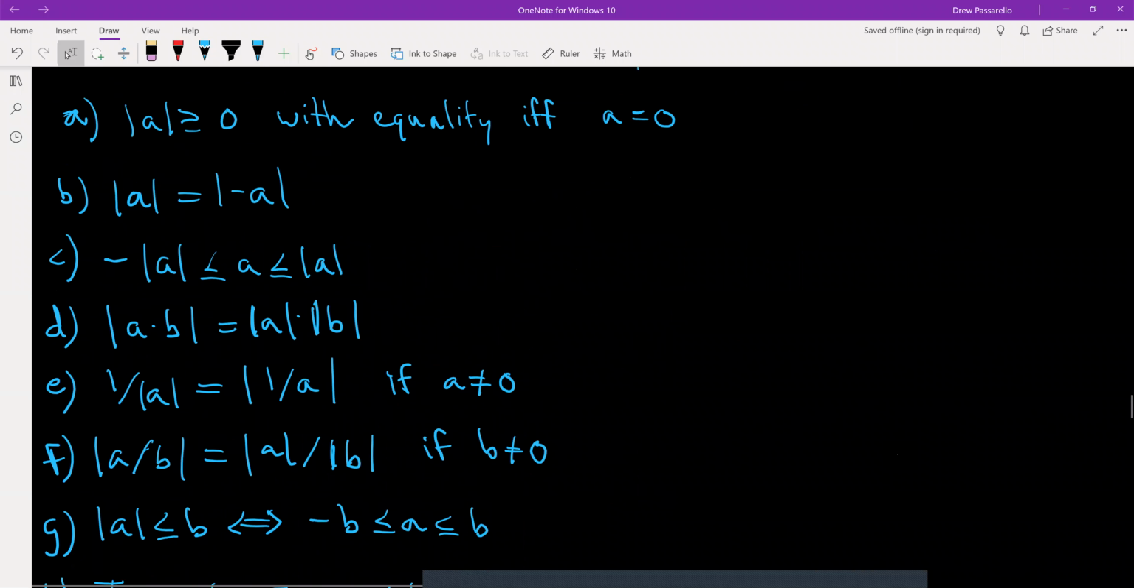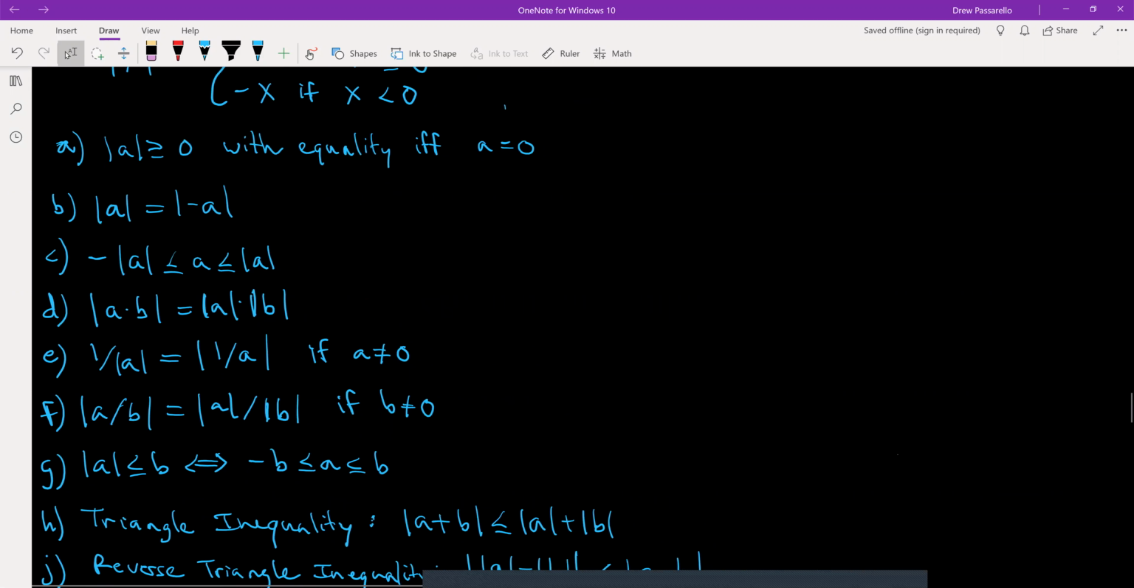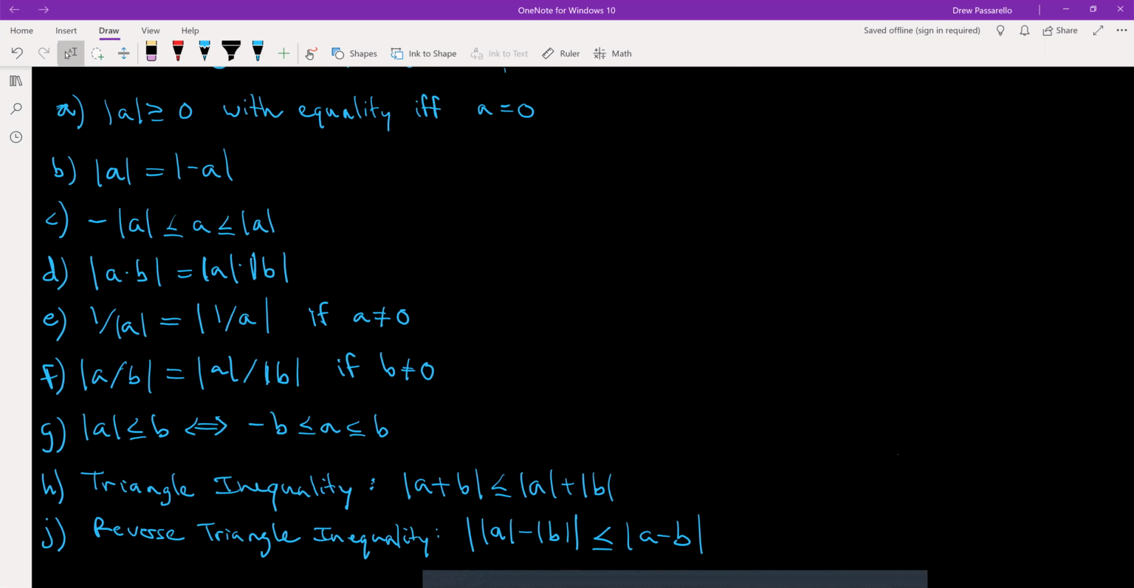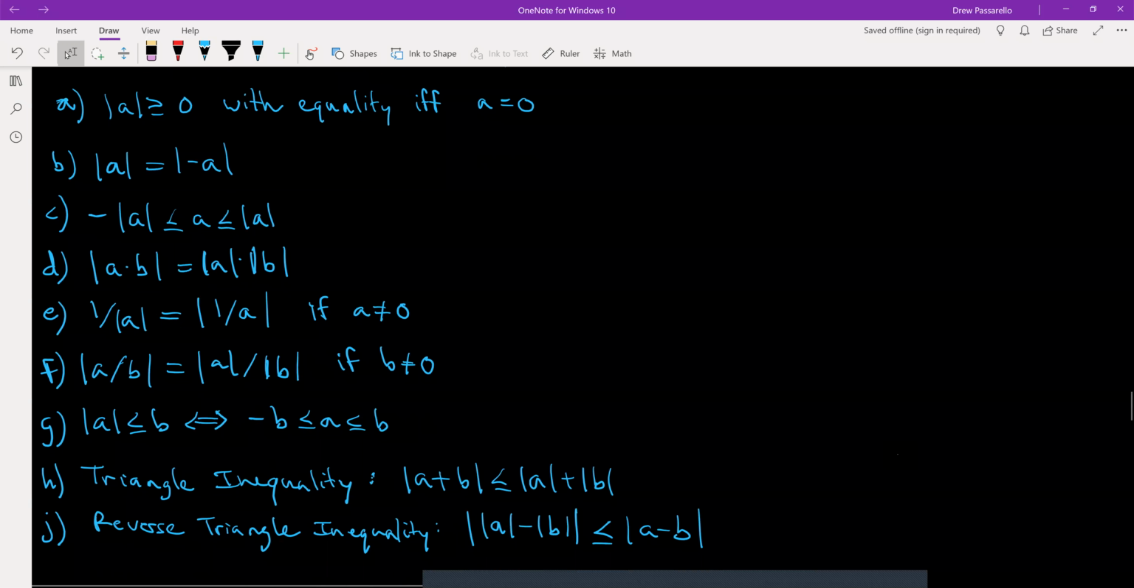And I listed a bunch of, I guess, properties with absolute value. And so I will show the proof. I'll go ahead and do a proof for part G. So in this video, we go over a proof of this, and I went ahead and worked out the proof, but I'll explain it. And then at the end, we prove the triangle inequality.